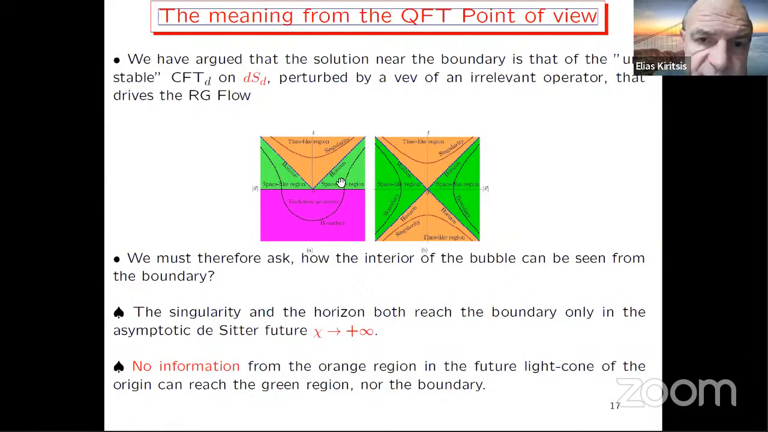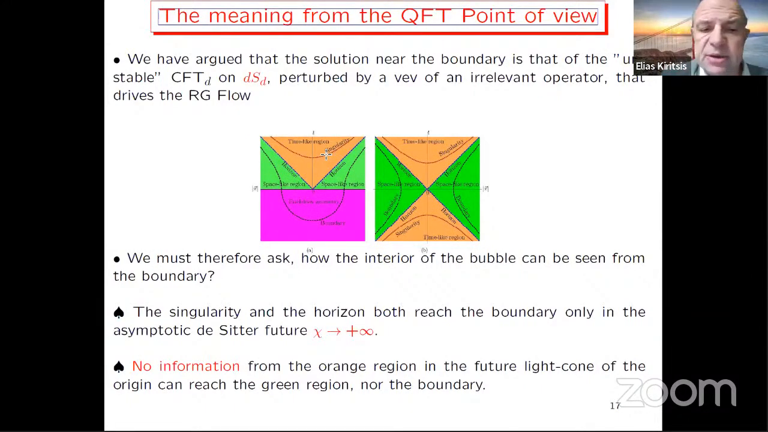The question is, first of all, can this conformal field theory, which is living on this boundary, see inside the bubble, and in particular see the singularity? Of course, the horizon and the singularity would hit the boundary at infinite time. The question is, can you learn anything before that? At least in terms of the correlators you can compute in the quantum field theory, it doesn't seem possible that you can see inside, because usually to compute this in holography, you put boundary conditions on the horizon. And therefore, what is inside, you cannot see.